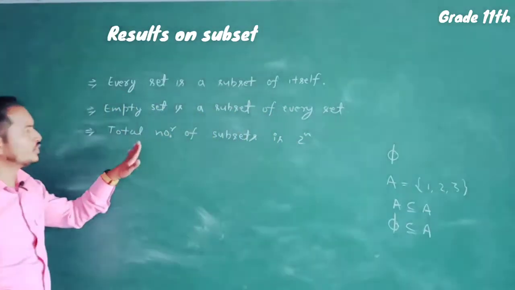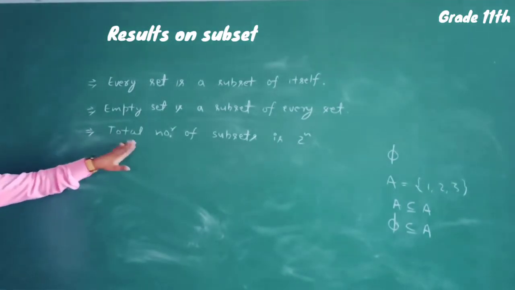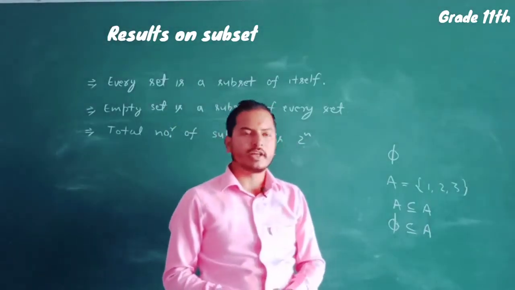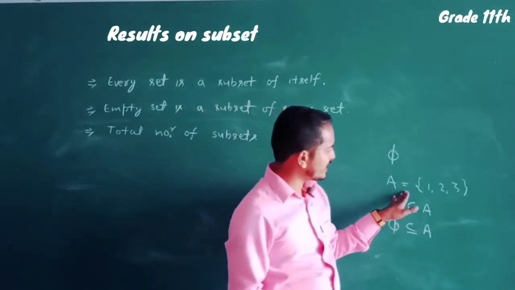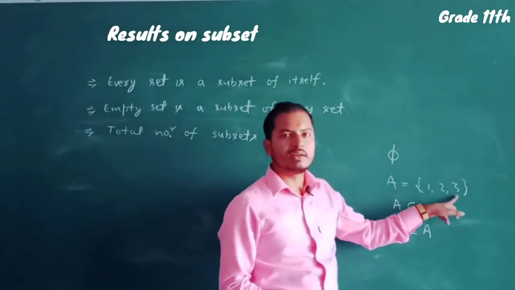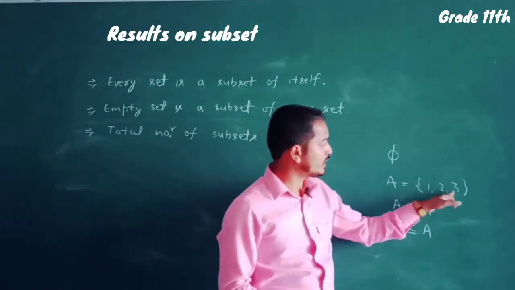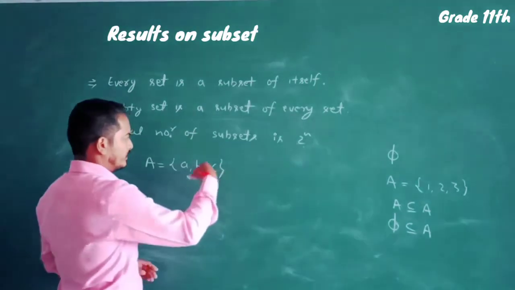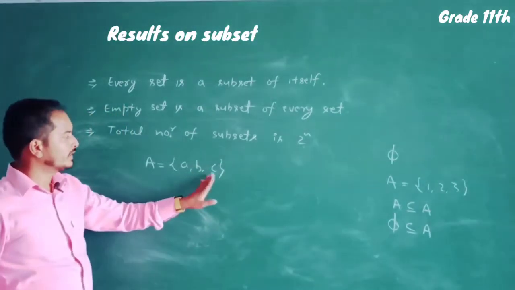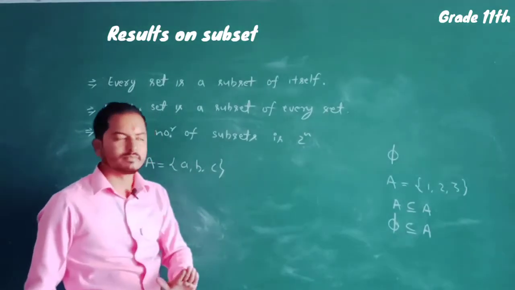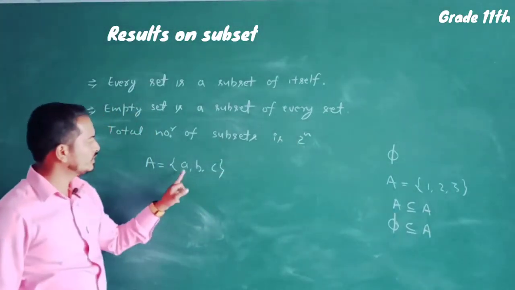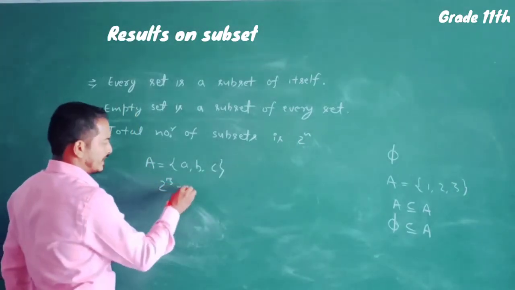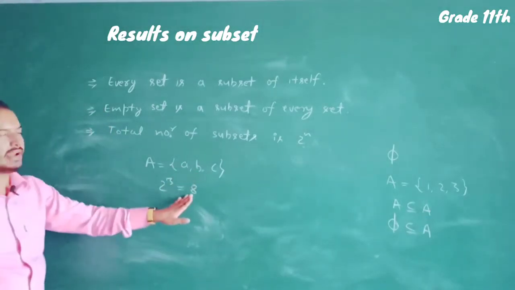Now the third and most important result on subsets is that the total number of subsets is 2 to the power n. Now what is n here? n is denoting the number of elements. For example, we have a set A with 1, 2, 3, so 3 elements are here. Let us take another example. A is equal to {a, b, c}. How many elements are there? 1, 2, 3. Then how many subsets will this set have? It will be 2 to the power n, where n means the number of elements, 1, 2, 3. It means 2 to the power 3, that is 8. This set will have 8 subsets.